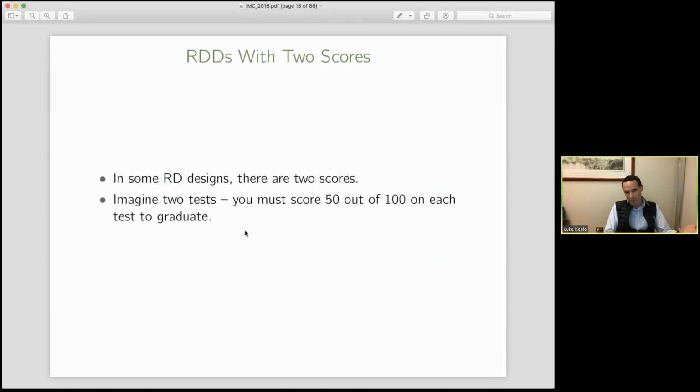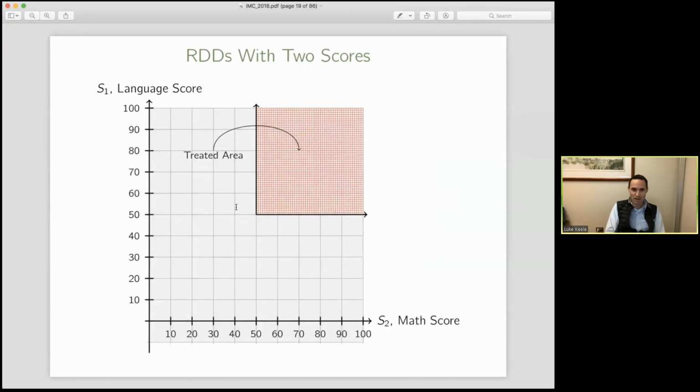There are actually about 12 or 13 states that roughly operate on this principle, where they have test taking at the end of high school, and you have to pass these tests to graduate, right? So imagine that you have to take these two tests and you get a 50 on both, you graduate. And you can quite easily create a little XY diagram here where this is your math score and here's your language arts score.